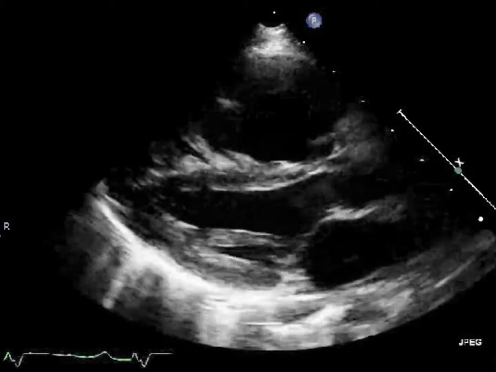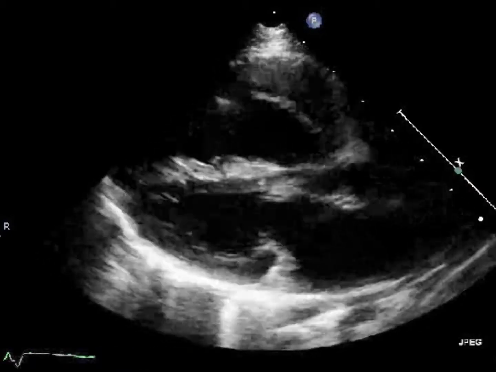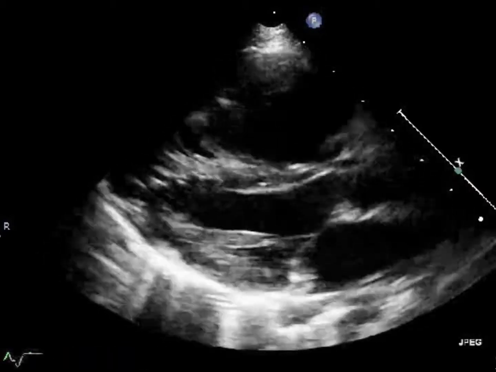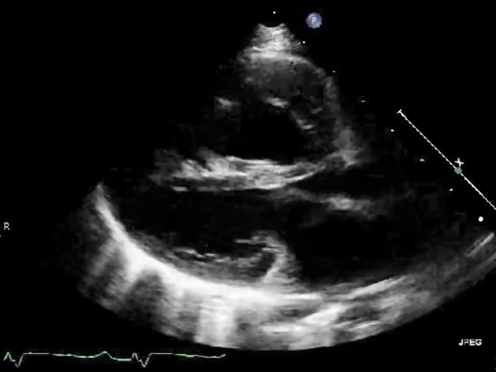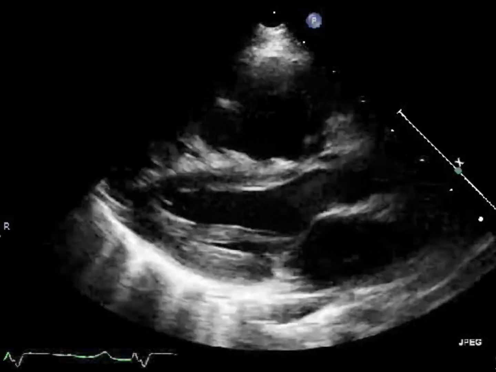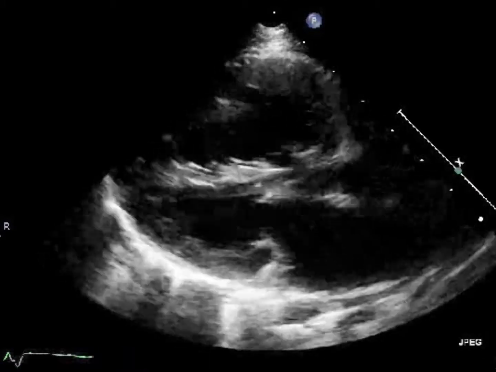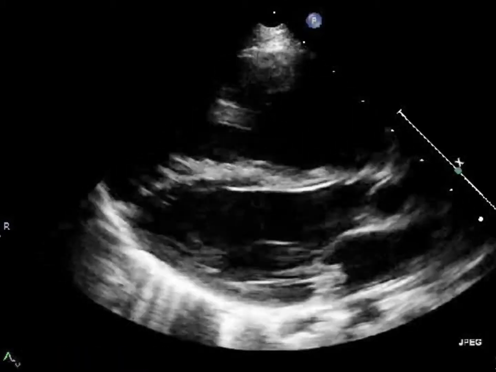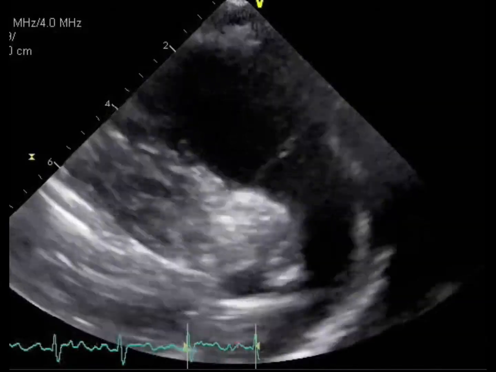So I see the transthoracic echo. It's a parasternal long axis left ventricular outflow tract view. I see normal left ventricular function, normal mitral valve motion, normal aorta, and somewhat enlarged right ventricle. There's no evidence of VSD in this view.